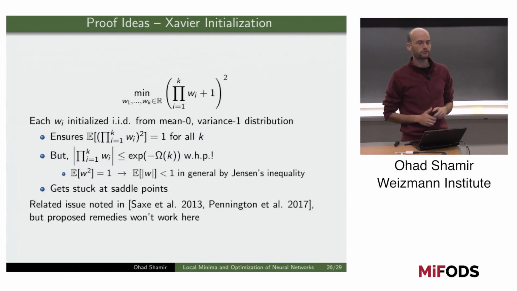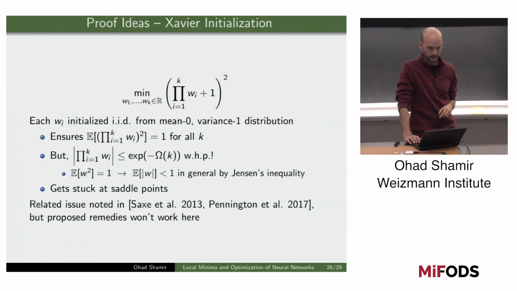I should note that this kind of related issue has been noted before, that the distribution induced by Xavier initialization is not always well behaved. So this motivated, for instance, orthogonal initializations, where you force the matrix to be orthogonal. But it turns out that for this special case of one-dimensional networks, the remedies that were proposed won't work here. So you really get a problem with where you initialize.